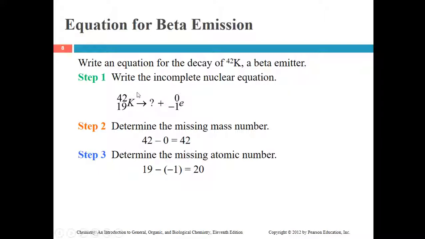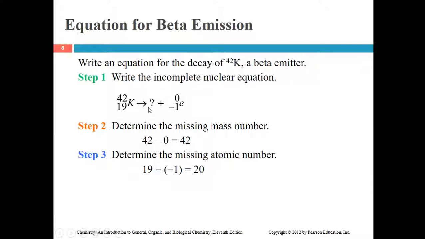Okay, if we want, we can do the mass number first or the proton number. It doesn't matter, but let's do the mass number first. So we have to have a 42 total mass because we have a total mass of 42 on the left. So what plus 0 is 42? Well, we can figure that one out. That's 42.